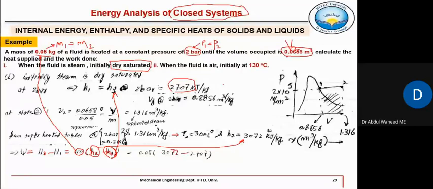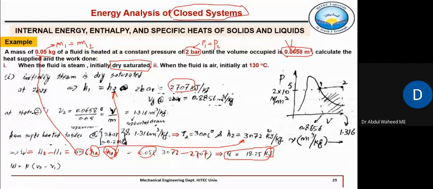3072 minus 2707. So the heat transfer is given by 18.25 kilojoules. Answer will be in kilojoules because here m is not m dot, because m is fixed. It is total m kilograms, kilograms multiplied by kilojoules per kilogram. So here it is kilojoules.